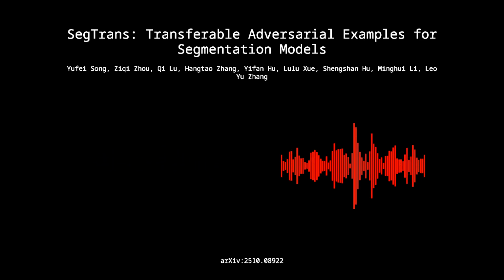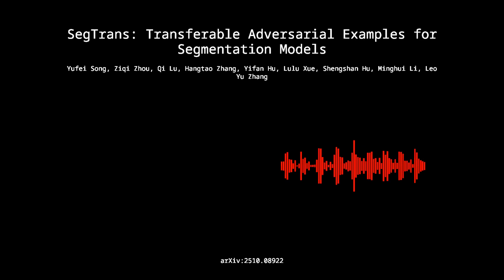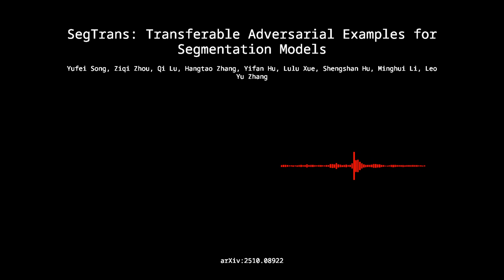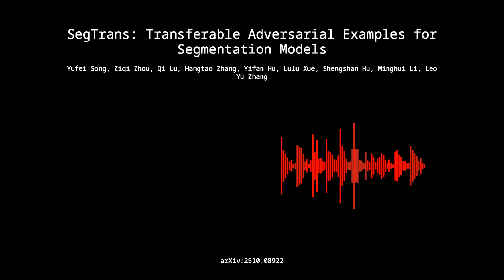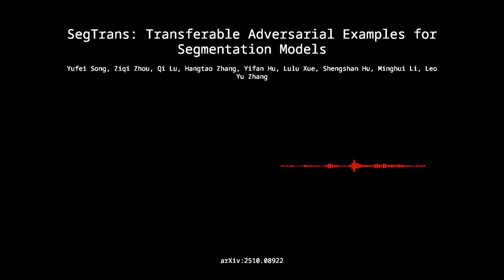So to wrap this all up, SegTrans basically shows that the very things we thought made segmentation models robust, their reliance on context and feature aggregation, can actually be inverted and used against them. It's a massive vulnerability. And the implications for things like autonomous driving are, well, they're significant. These systems use segmentation to find drivable road and to spot pedestrians. And this paper proves an attacker doesn't need the car company's proprietary model.